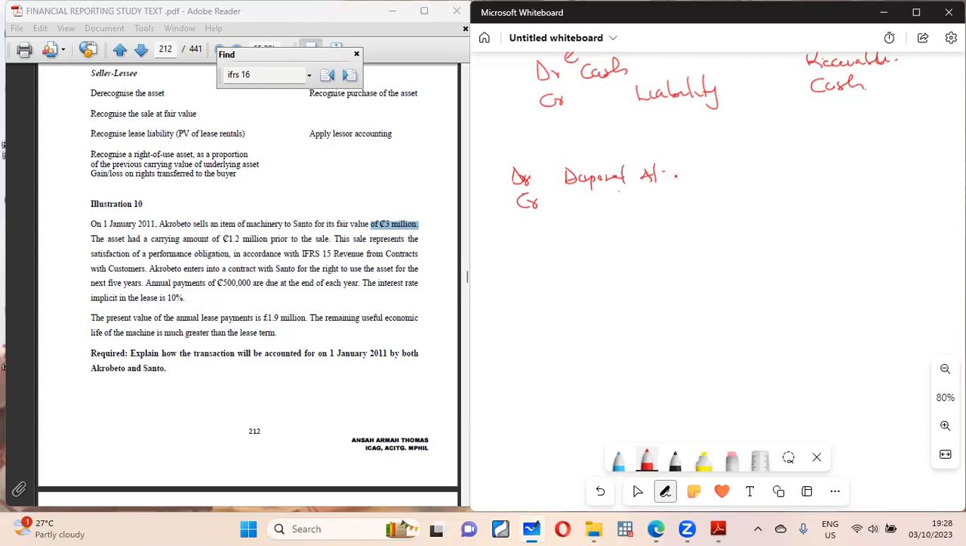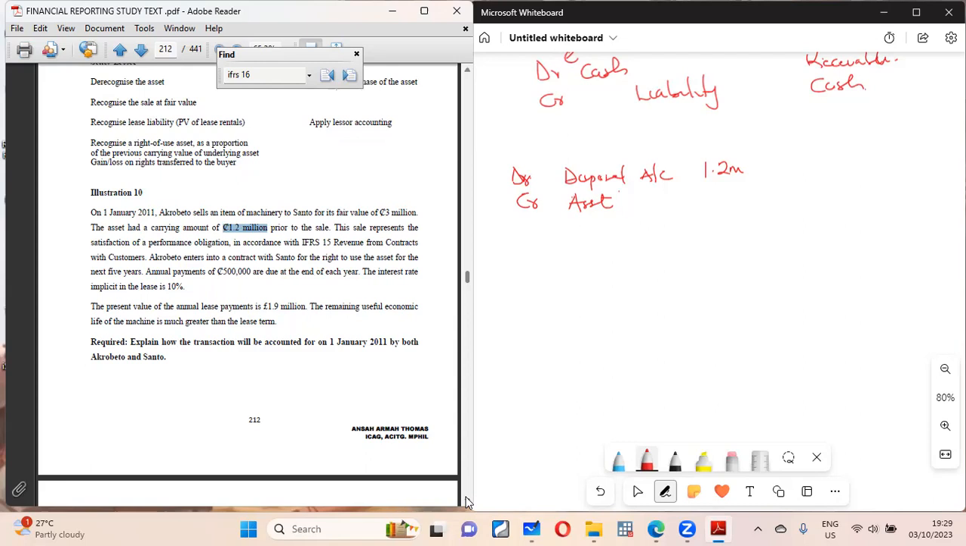With the carrying amount of the asset, which is 1.2 million, you will credit the cost of the asset. We are not told the cost of the asset, so we only know the carrying amount. Ideally we should have the cost of the asset to take it off, and also take off the accumulated depreciation from the accumulated depreciation account. All right, so that is that.